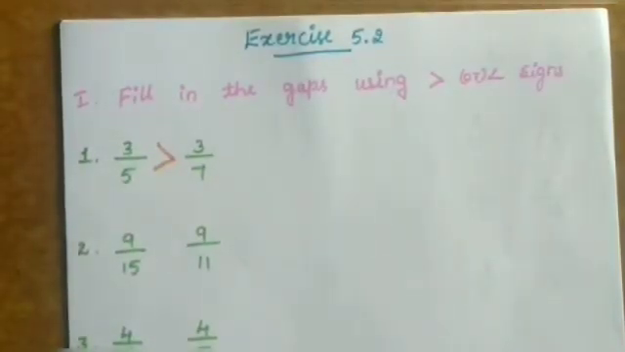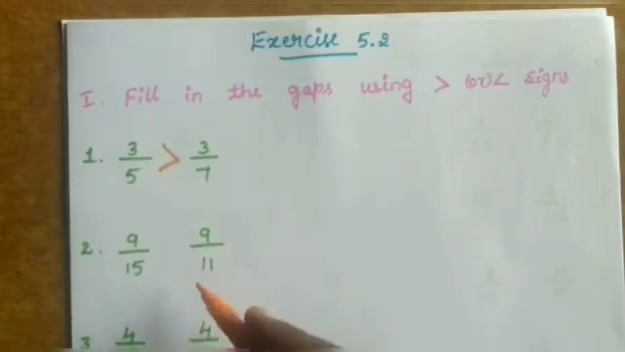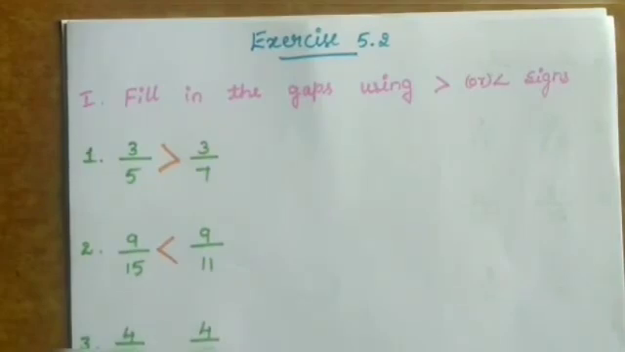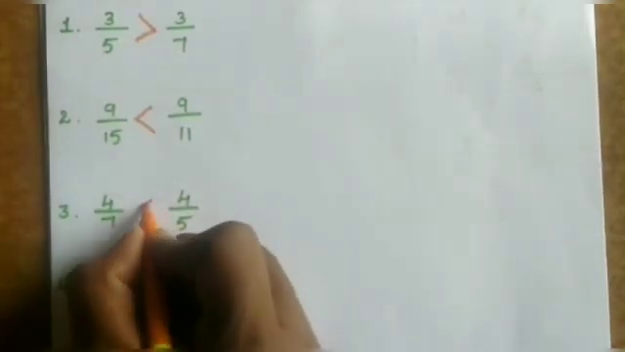The second one, 9 by 15 and 9 by 11. In this both the numerators are the same. So comparing 15 and 11, 11 is less than 15. So the symbol we can write like this. On the third one, 4 by 7 and 4 by 5. Here also the numerator is the same. So the lesser denominator gives the greater value.